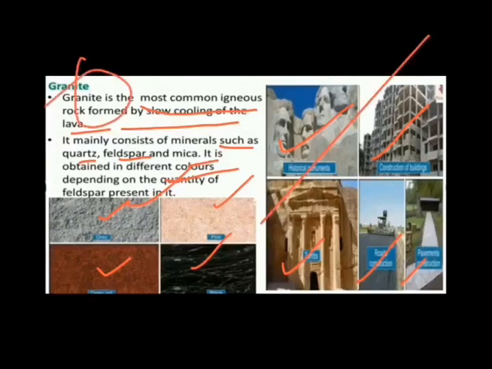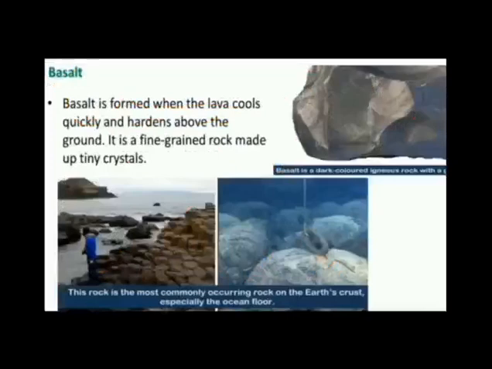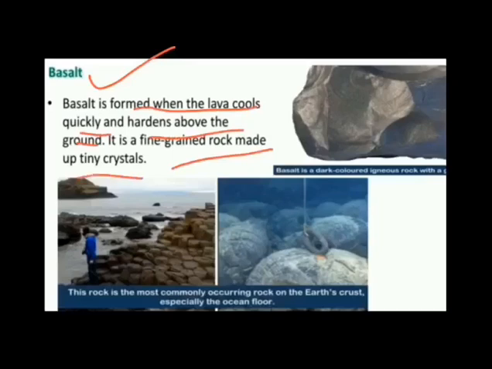Now the next igneous rock is basalt. Basalt is a rock which is formed by the rapid cooling and hardening of lava. It is basically formed when the lava cools down quickly and hardens above the ground. It is a fine grained rock made up of tiny crystals. So basalt is a dark colored igneous rock. This rock is the most commonly occurring rock on the earth crust, especially the ocean floor.